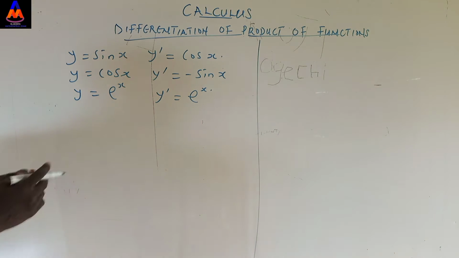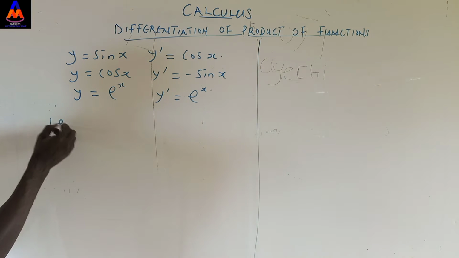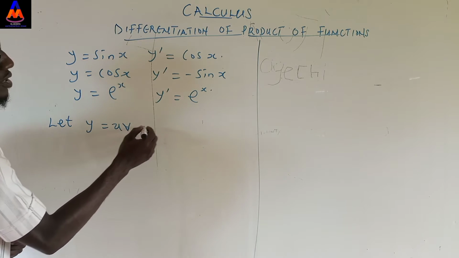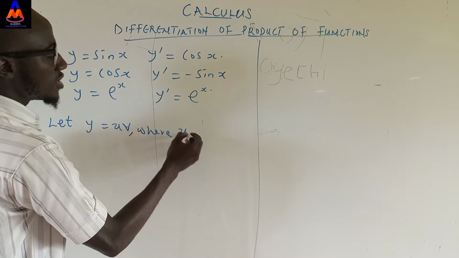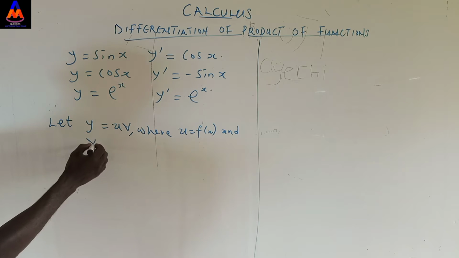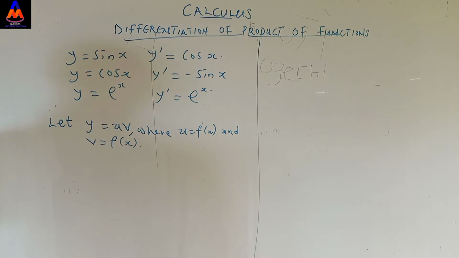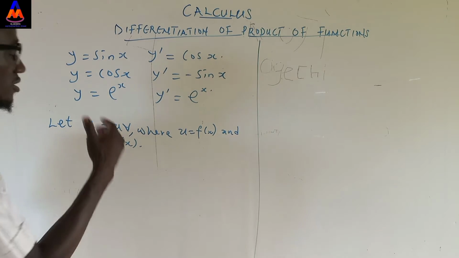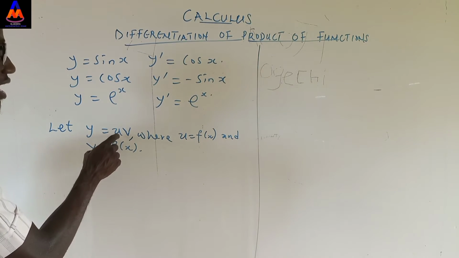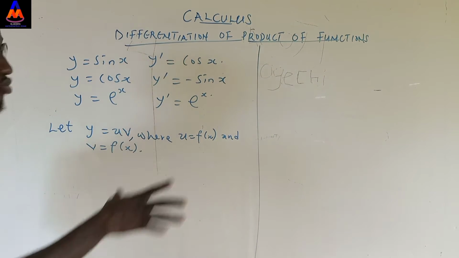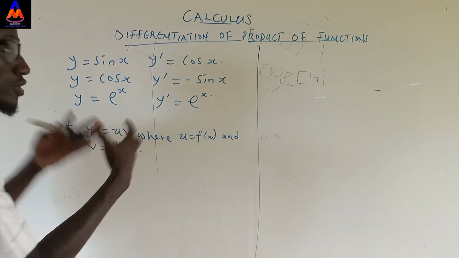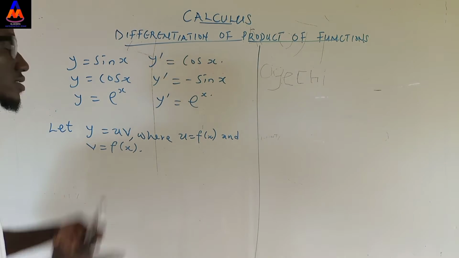We are going to actually establish our product rule. Let y equal uv, where u is a function of x, and v is also a function of x. What that means is that both u and v depend on x. That is, there will be an element of x in the two of them. That is what tells us that we are actually multiplying two functions together, because both of them depend on x.